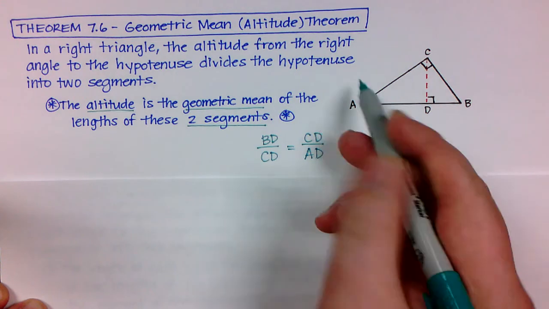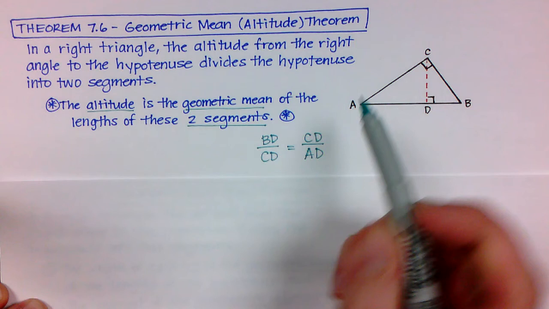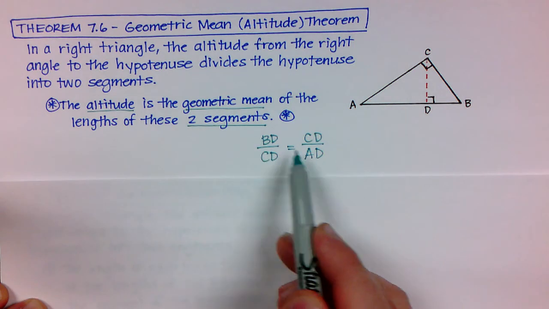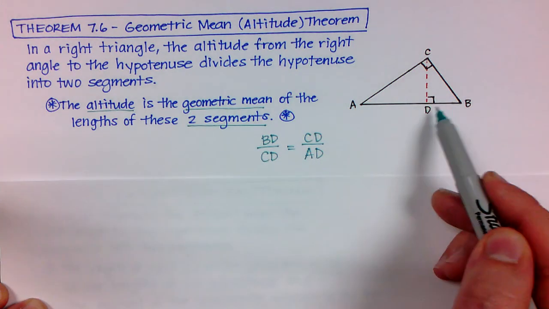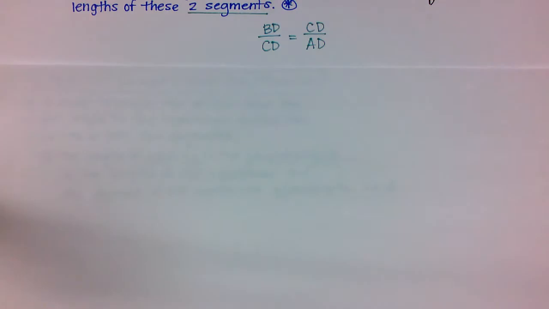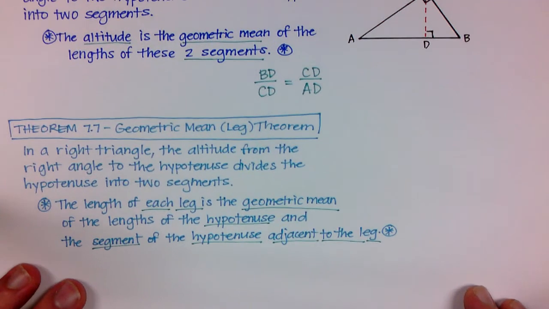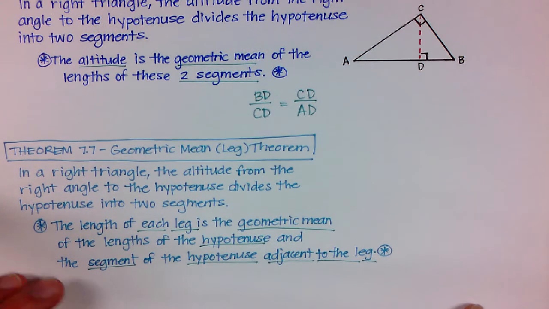Okay, so this right here, the CD, is the altitude, and it's the geometric mean of the two segments on the bottom, the AD and the DB. Pretty cool. I'm going to keep this diagram to help us out with this other theorem, 7.7, so maybe I should move it down so you can still see it.